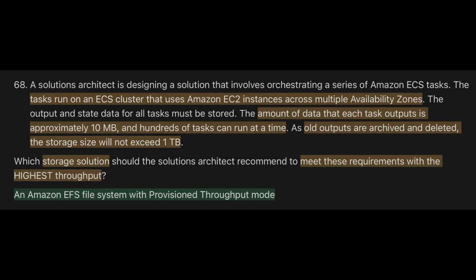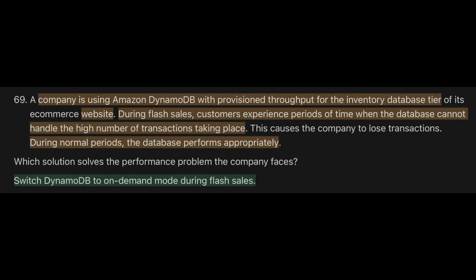Now let's say tasks run on an ECS cluster that uses Amazon EC2 instances across multiple availability zones. The amount of data that each task outputs is approximately 10 megabytes, and hundreds of tasks can run at the same time, and old outputs are archived and deleted, so the storage size won't exceed 1 terabyte. And so the storage solution that will meet the requirements with the highest throughput is an Amazon EFS file system with provisioned throughput mode.